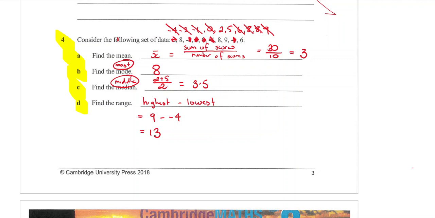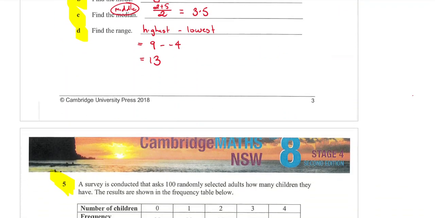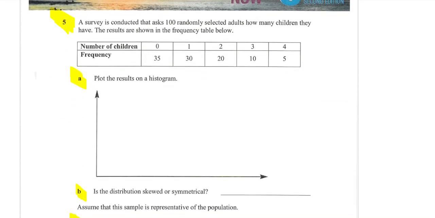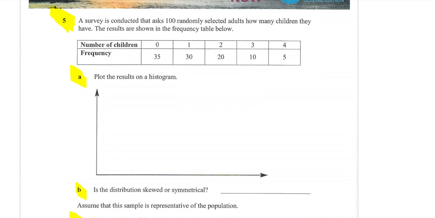Okay, so make sure you do know the definitions of all of these things, how to find them. Okay, next page, question 5. A survey is conducted that asks 100 randomly selected adults how many children they have. The results are shown in the table below.